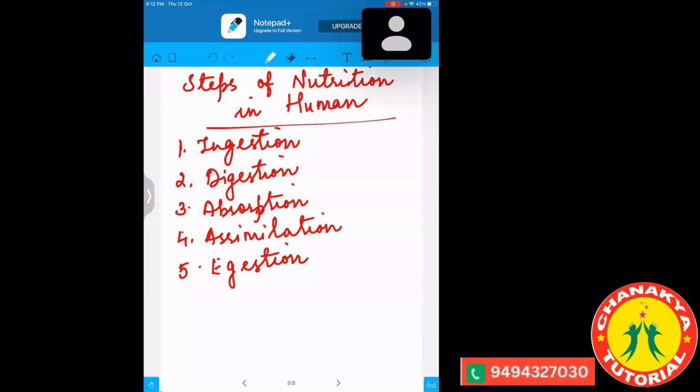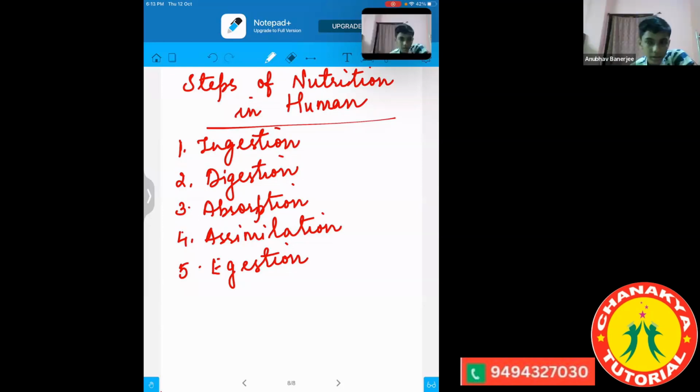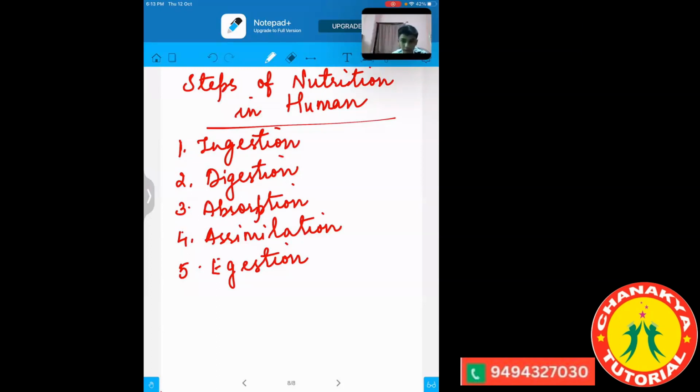Okay, Anubhav, assimilation. Assimilation is the process after digestion by which the body distributes the digested food for growth and repair. Okay, fine. So it's a process where whatever food is absorbed will be given to the other parts of the body for growth, development, and repair.